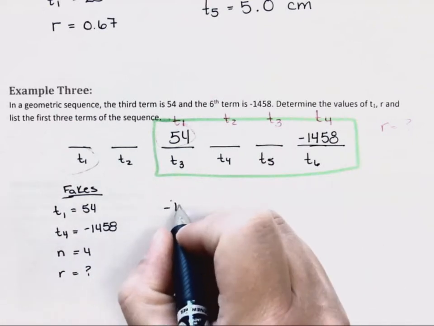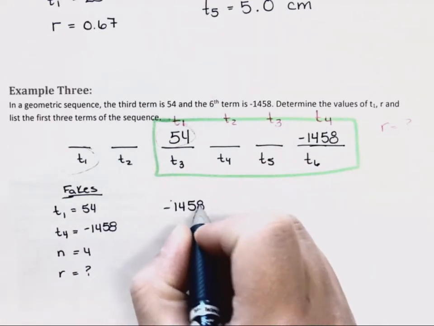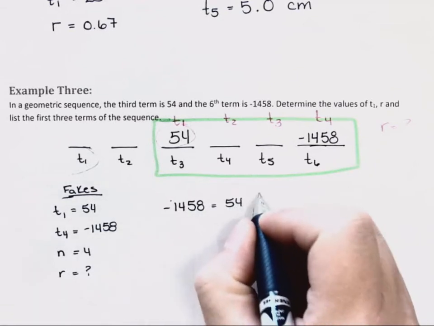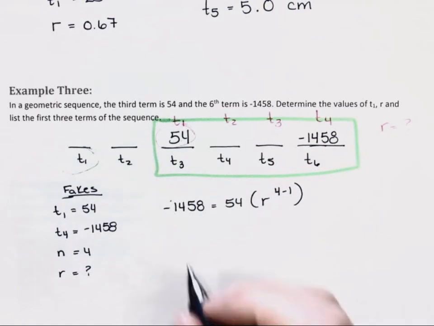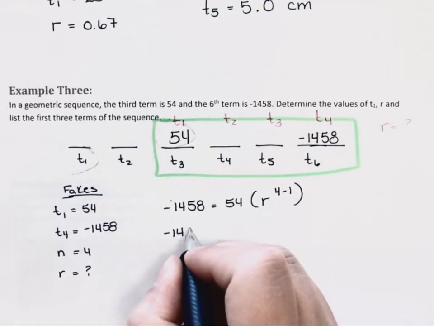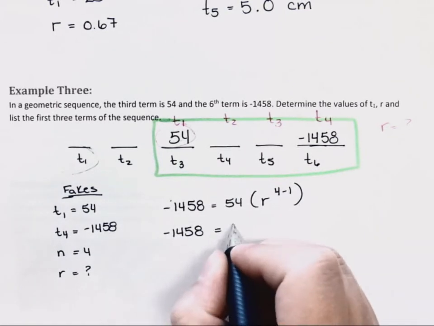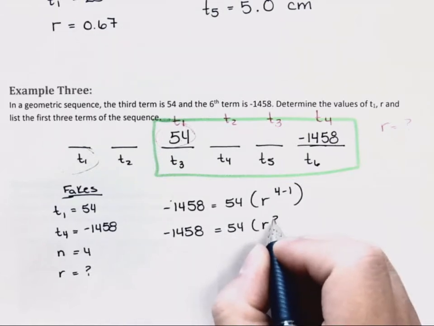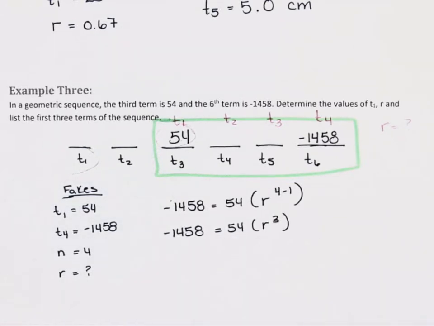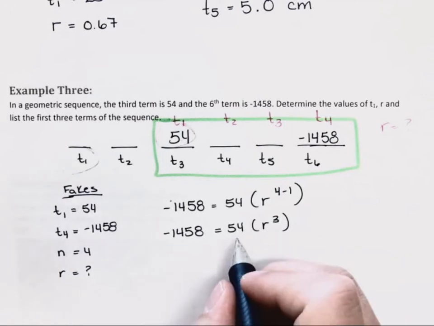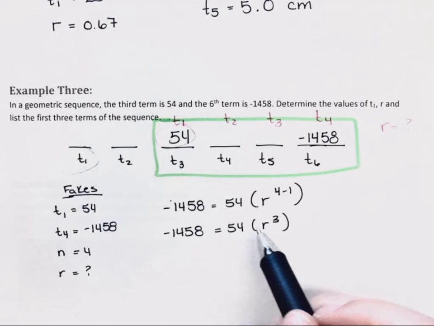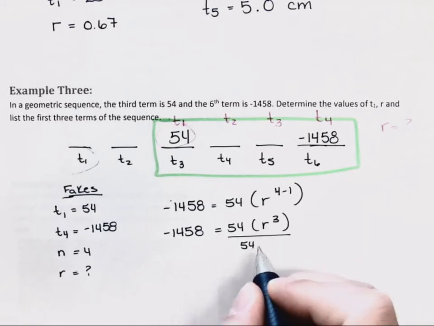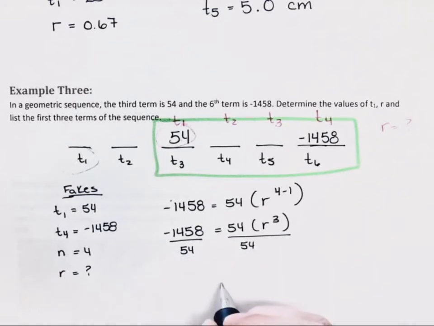So I have negative 1,458 equals T1, which is 54, bracket R to the exponent 4 minus 1. All right, so negative 1,458 equals 54 times R to the exponent 3. All right, this is exciting. See how much you paid attention in intro. Order of operations, I'm trying to solve for R, so I got to get rid of that 54. So I'm going to divide that 54 out on both sides. So R cubed is left there.